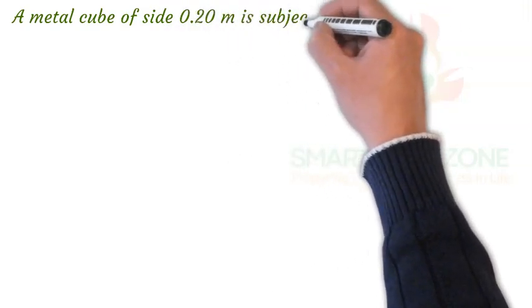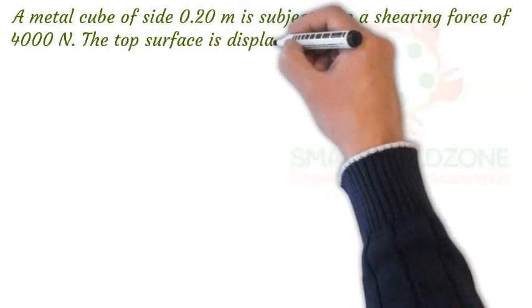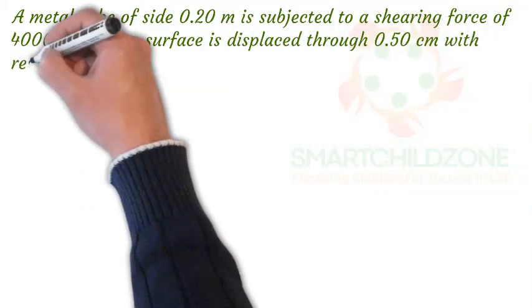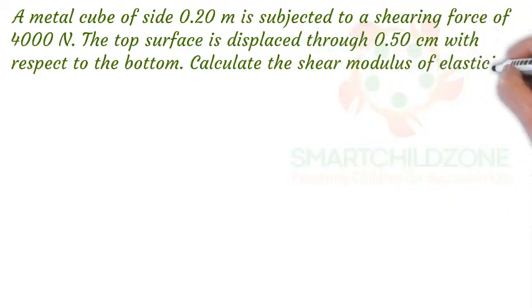A metal cube of side 0.20 meter is subjected to a shearing force of 4,000 Newton. The top surface is displaced through 0.50 centimeter with respect to the bottom. Calculate the shear modulus of elasticity of the metal.